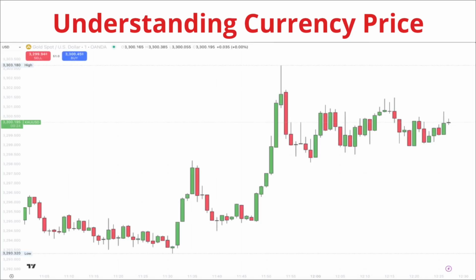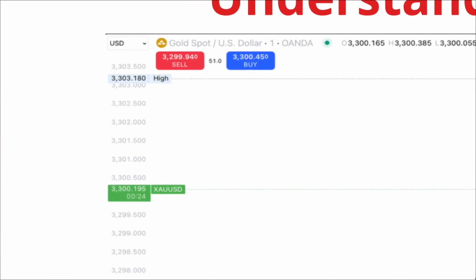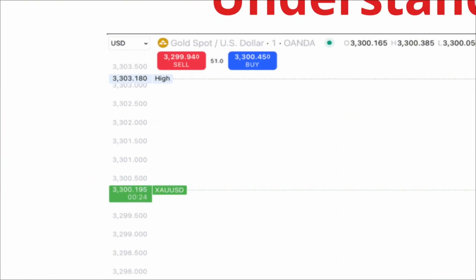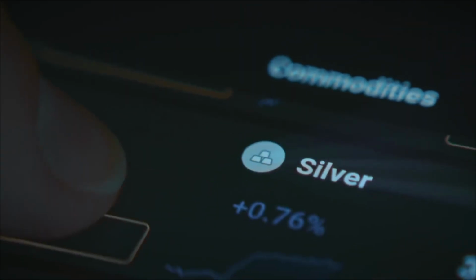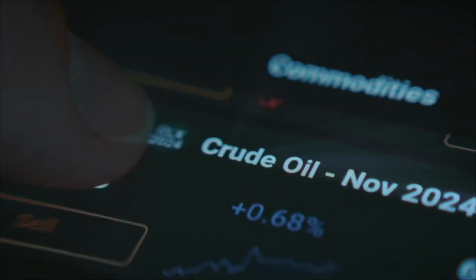This example shows the current price of spot gold in US dollars per troy ounce. The green and red candles show how the gold spot price changes over time, with the most recent candle on the right-hand side. The left-hand scale shows the gold price in US dollars. Following the dotted line from the last candle to the price scale shows that the current price of spot gold is $3,300.195 US dollars per troy ounce. The spot price of silver is read and traded in exactly the same way.